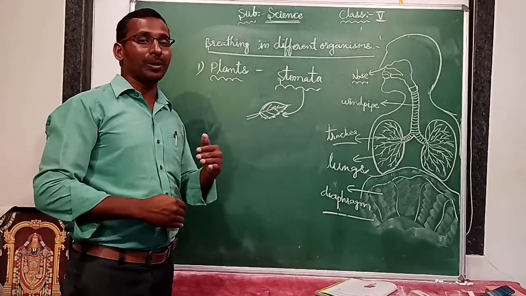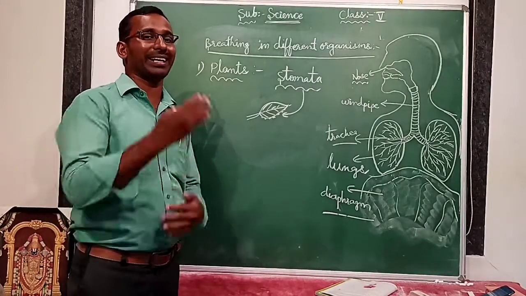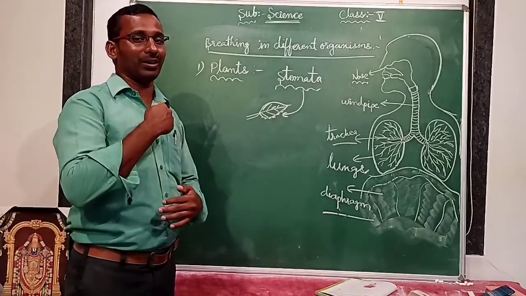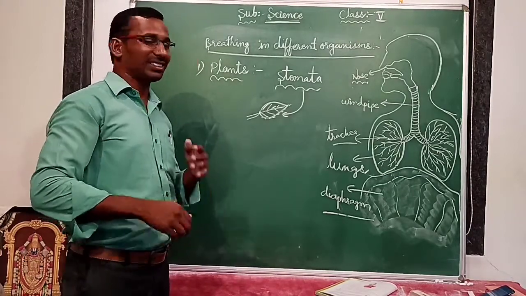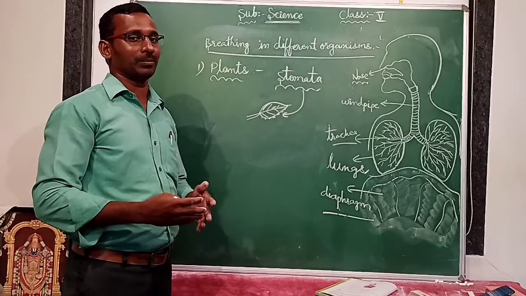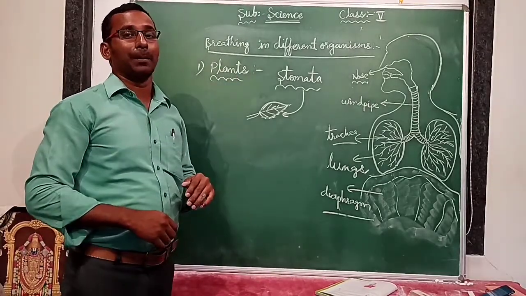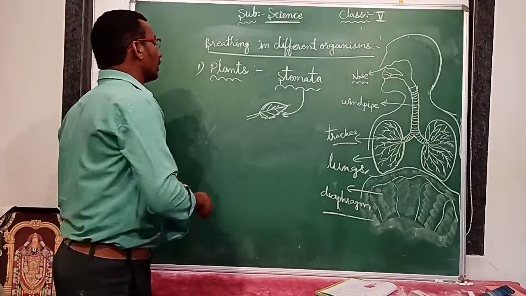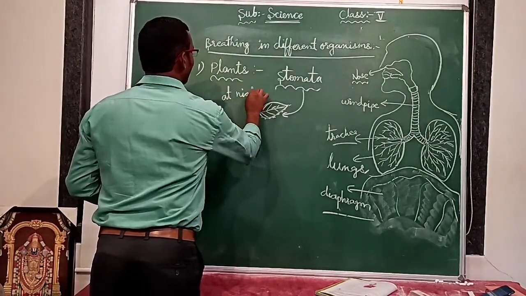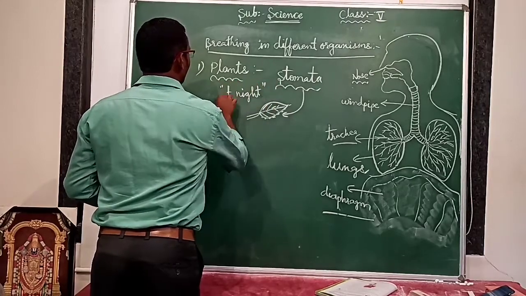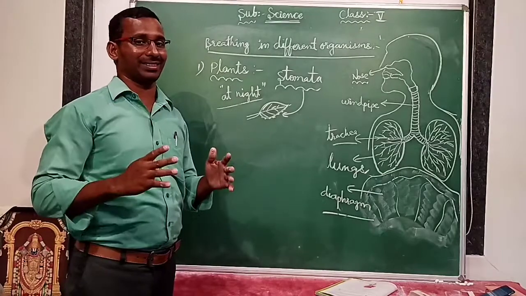See, human beings breathe continuously. Even when we are asleep, we are breathing, taking air in and releasing air outside. Is it right? So it is a continuous process, and we never stop it. But in plants, they are breathing only at night. Is it clear?